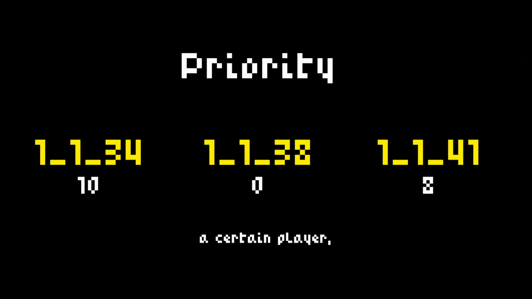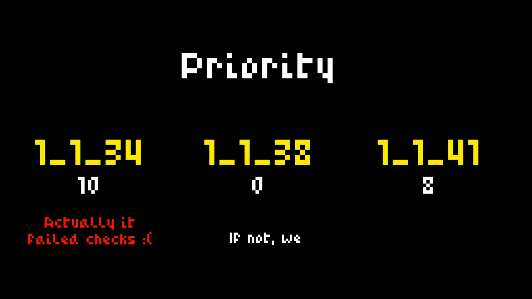Finally, we have priority. So you might have a bunch of dialogues that could play for a certain player, but the one which has the highest priority will be evaluated first. If its dependencies are in check and we're good to run it, then go ahead and display this one. If not, we fall back to the next highest priority one, and so on.